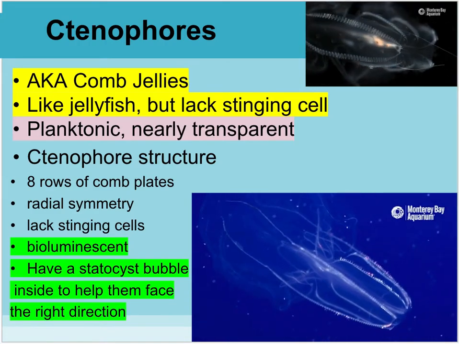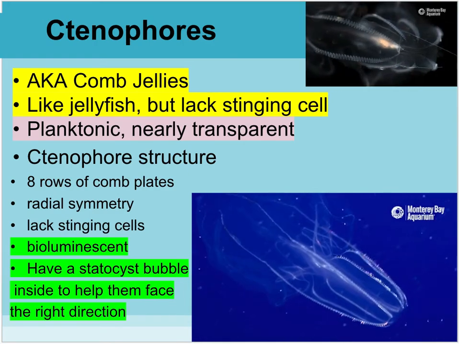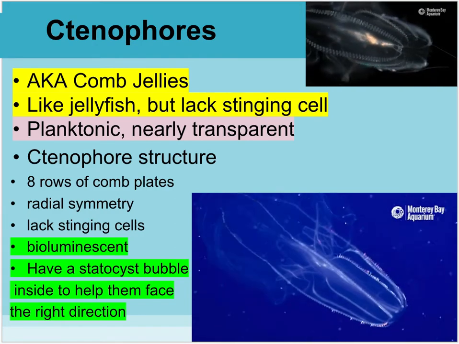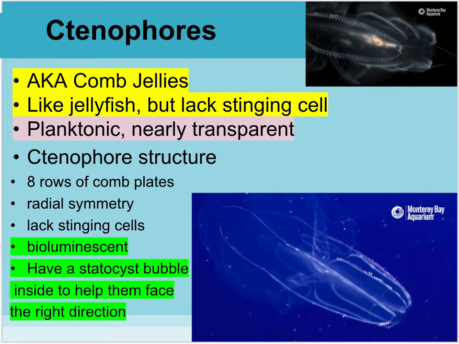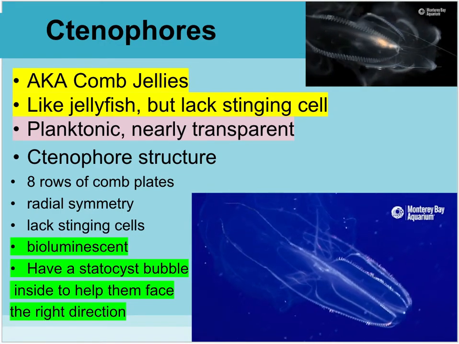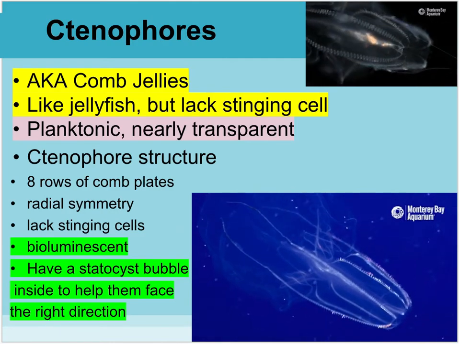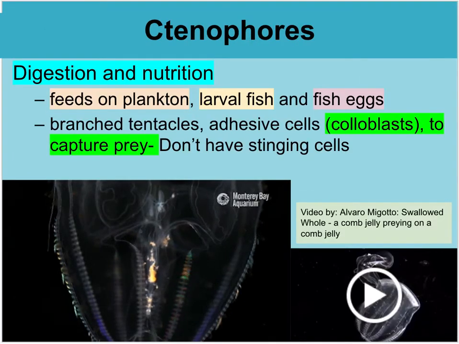These guys look like jellyfish and they would scare you like crazy with their bioluminescence, but they actually lack stinging cells altogether. They are planktonic, just floating around. They're nearly transparent. They have a statocyst bubble inside of them that helps orient them, up and down, and helps them figure out how to move or where to go.